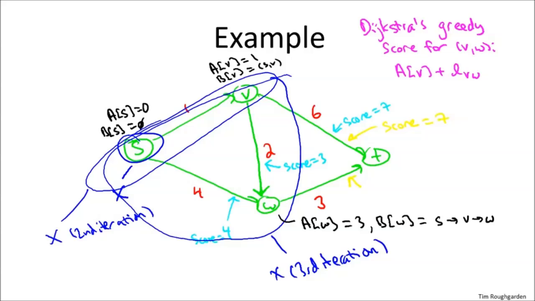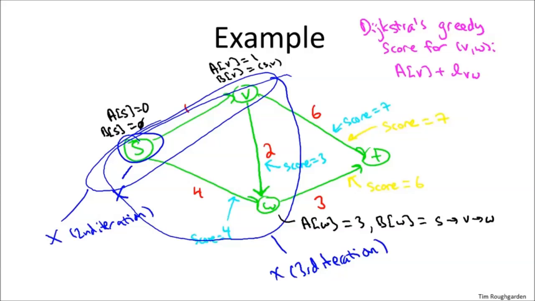And in this final iteration, the score for the arc VT is unchanged. So this is still going to be the A value of its tail, 1, plus the length of the arc, 6. So the score here is still 7. And now, for the first time, w comma t is a crossing edge of the frontier. And when we compute its score, it's the A value of its tail w, which is 3, plus the length of this arc, which is 3, so we get a greedy score of 6. So by Dijkstra's greedy criterion, we pick the edge wt instead of the edge vt.